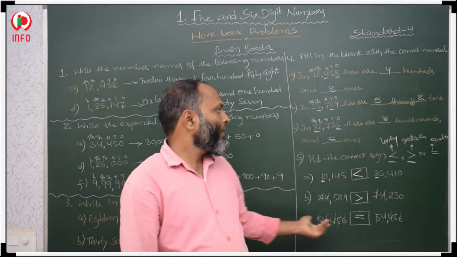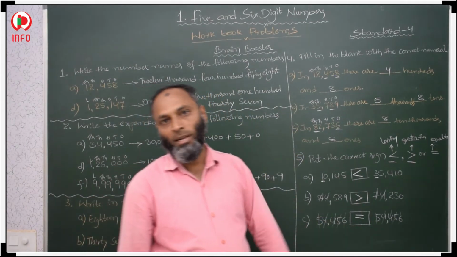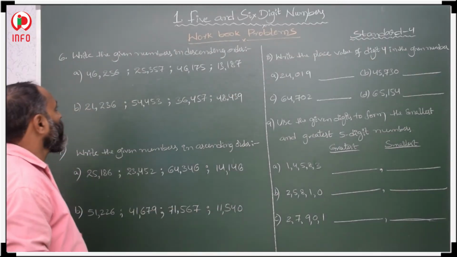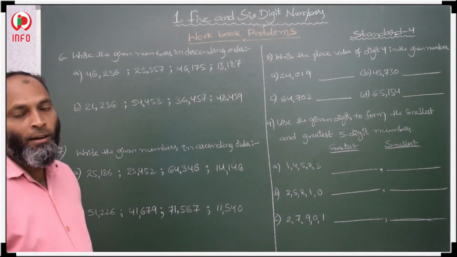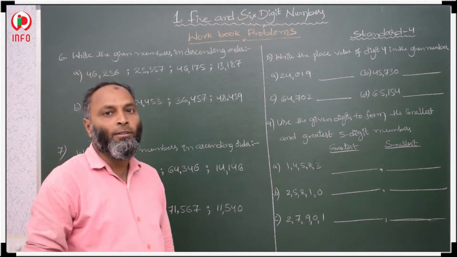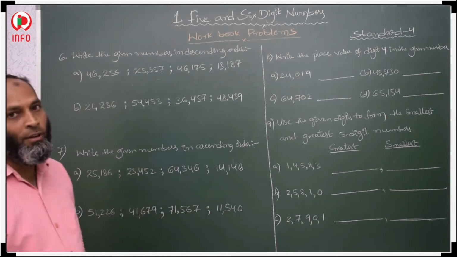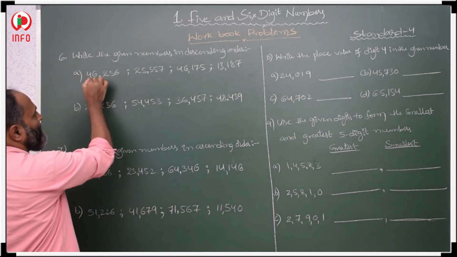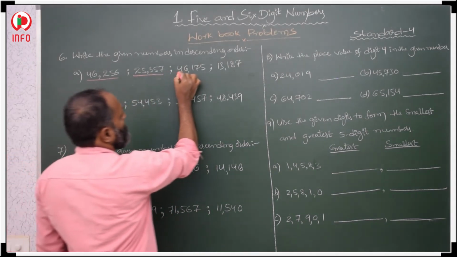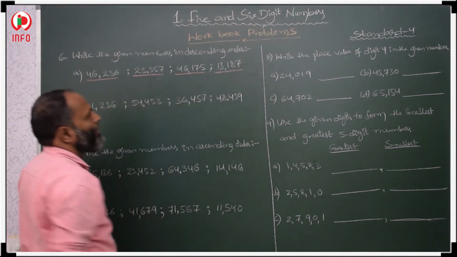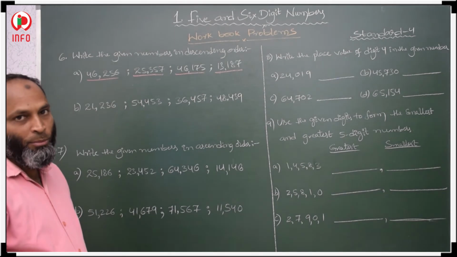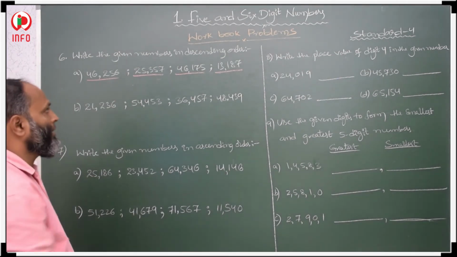Okay. If any problem is left, that is your home assignment. Again here, write the given numbers in descending order. Descending order means decreasing order. Decreasing means first we have to take a bigger number. How many numbers are given? 1, 2, 3, 4. So descending means decreasing. It means first we have to take a bigger number.